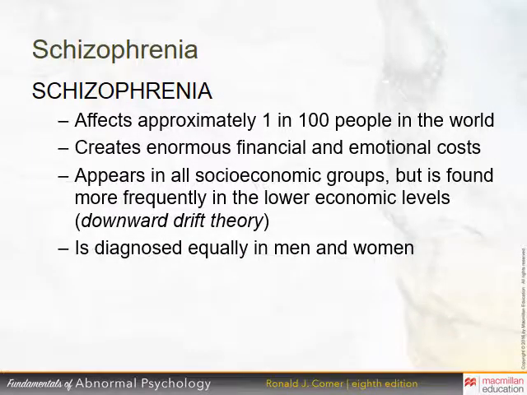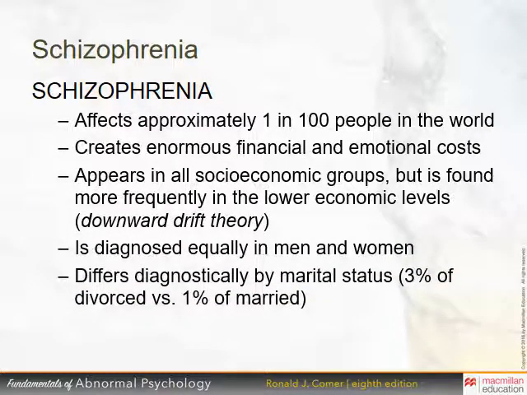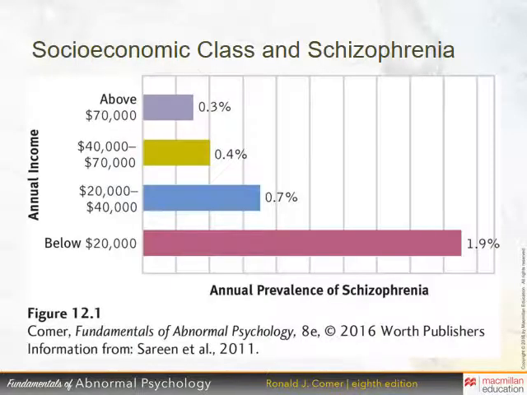It's diagnosed equally in men and women, and it differs diagnostically by marital status. So 3% of divorced versus 1% of married people experience schizophrenia. This gives you kind of a visual for the socioeconomic breakdown for schizophrenia. Again, in general, mental health disorders do seem to disproportionately impact people who are under the poverty line, but we can see that especially clearly with schizophrenia.